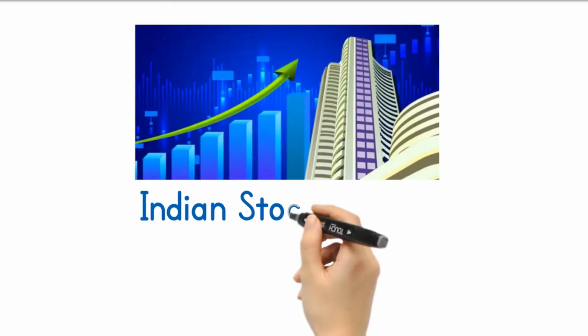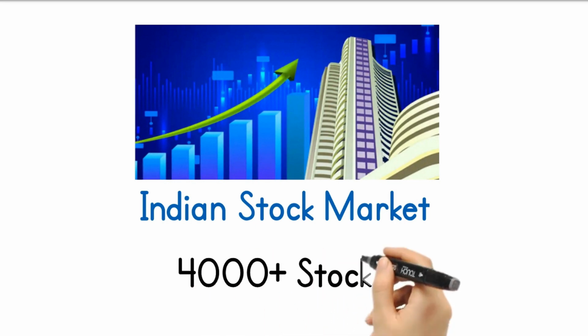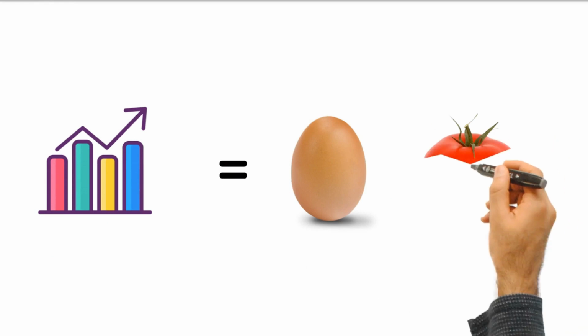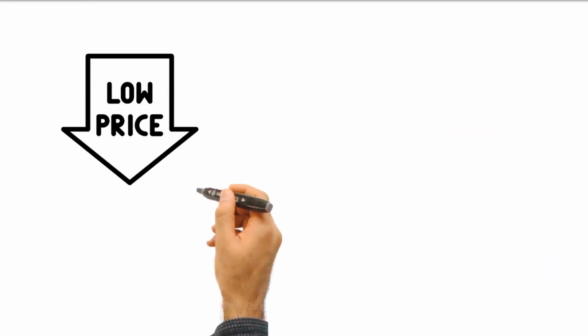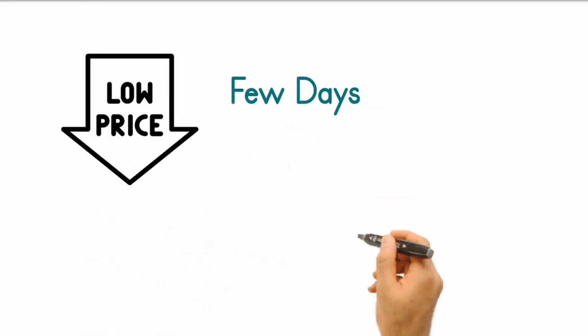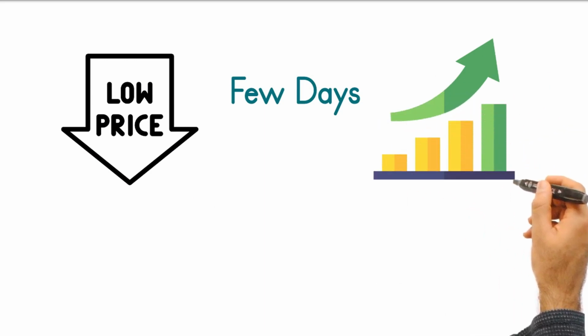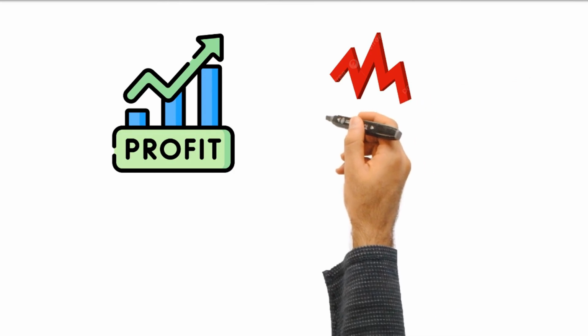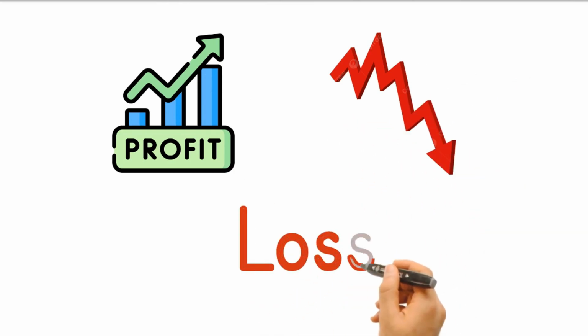In the Indian stock market, there are more than 4,000 stocks available. Let's assume these stocks are like eggs and tomatoes. You can buy them at lower prices, hold them for few days and then sell them at higher prices to make a profit through swing trading. But remember, you not only make profit, there is a possibility for losses also.